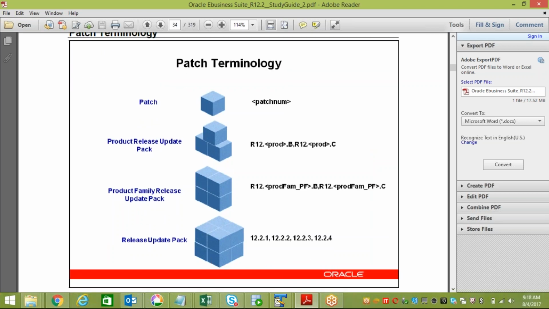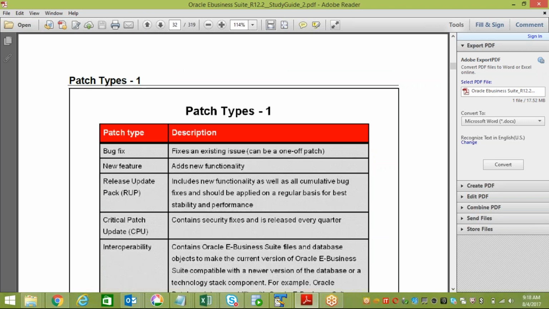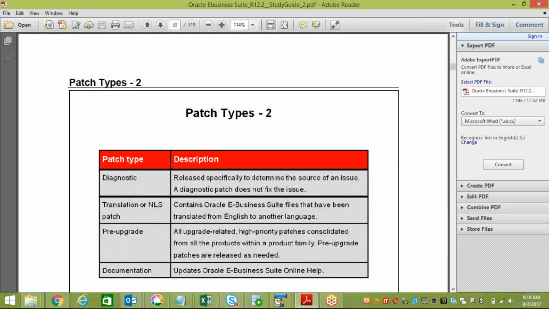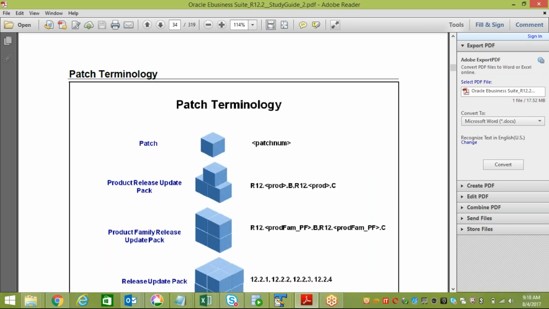Okay. So any doubts till now? These are just for your information, as I said, just the different types of patches. The way you apply all these patches is the same, with the help of the utility.